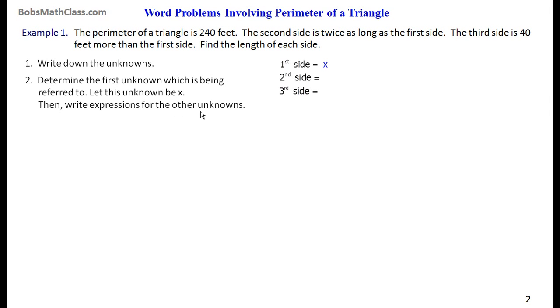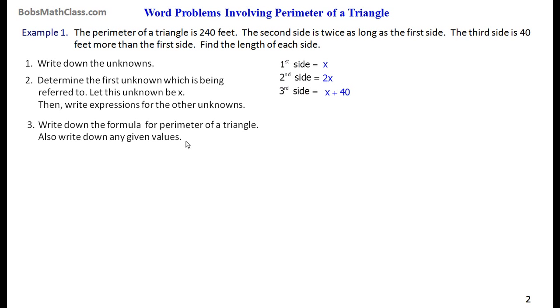Now we can write expressions for the other unknowns. The second side is twice as long as the first side. Twice as long, that's 2 times the first side. So the second side will be 2x. Third side. It says the third side is 40 feet more than the first side. More than? Yeah, that's addition. And the first side is x. So that would be 40 plus x, or x plus 40. Remember, addition is commutative. The order does not matter.